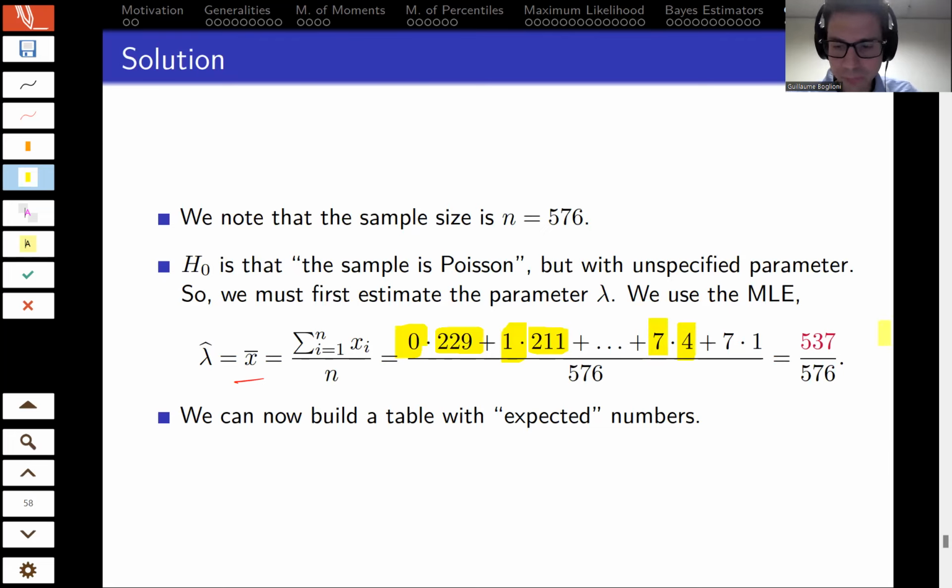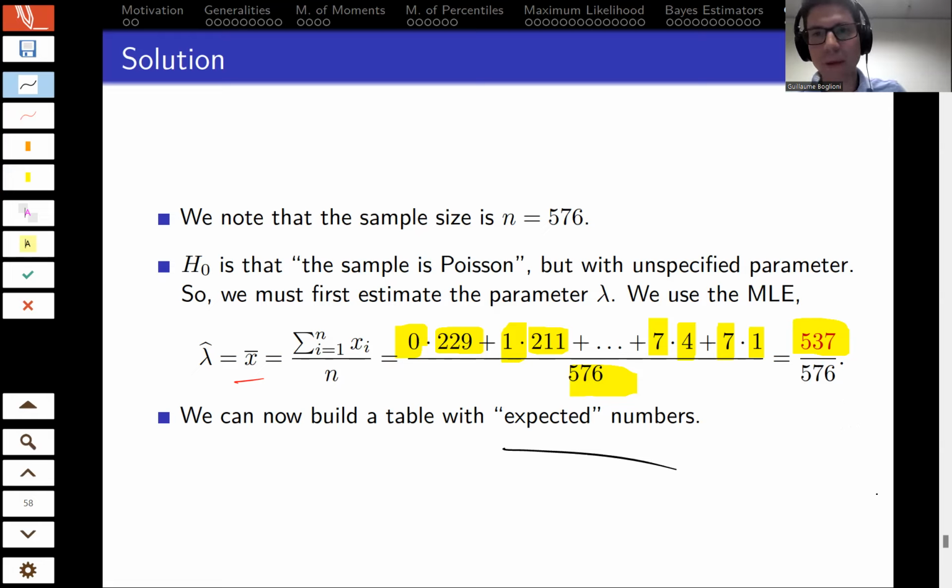And this is what I forgot to say: what was 1 was not 5, it was 7. So if you count all of this, you're going to get 537, sorry, 537 is the total number of bombs landed, out of n, which is 576. So you get the estimator for lambda, which is, I don't know the exact number, but slightly less than 1.